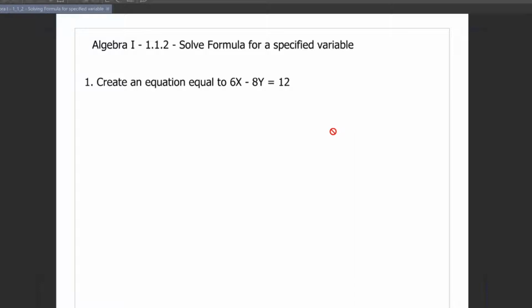So if we look at question 1 here, create an equation equal to 6x minus 8y equals 12. So if we're looking at this, let me go ahead and get the pen ready.